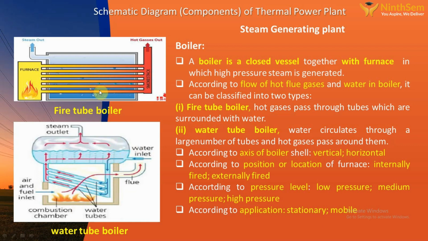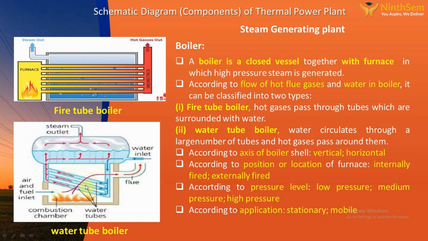See here the fire tube boiler: the water is circulated surrounding the shell area and the fire is in the tubes. It is called a fire tube boiler because the fire flue gas flows through the tubes. In a water tube boiler, the water circulates in the tubes and the flue gas surrounds the tubes. The water circulates through a large number of tubes and the hot gases pass around them.